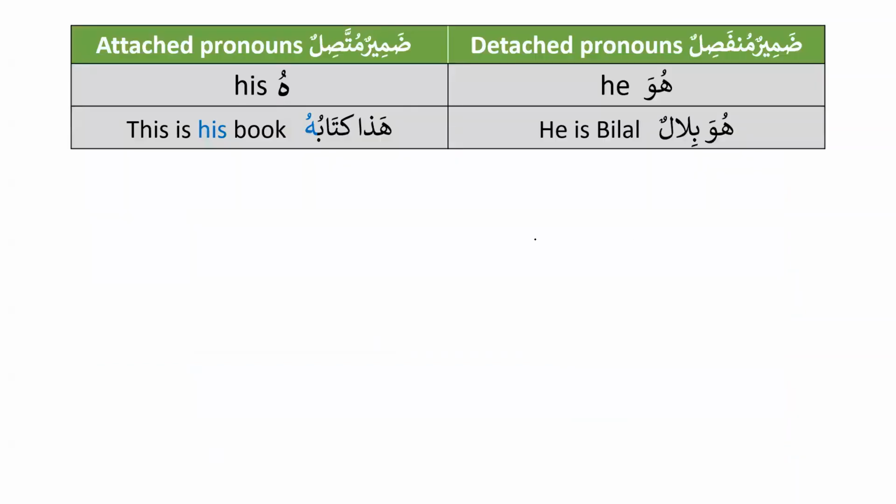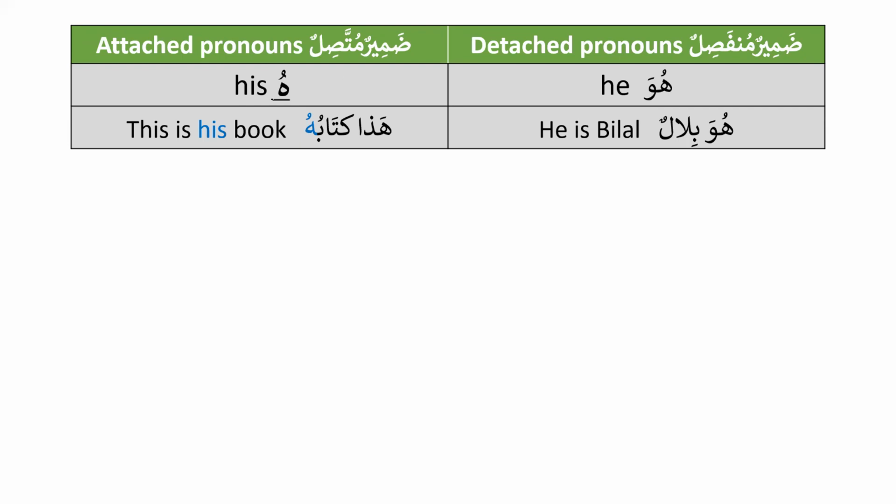All right, so we have already learned detached pronouns. We call them dhamirun munfasilun. We have learned that huwa means he, and when we use it in a sentence, we say huwa Bilalun, he is Bilal. Now we will focus on the attached pronouns, dhamirun muttasilun.